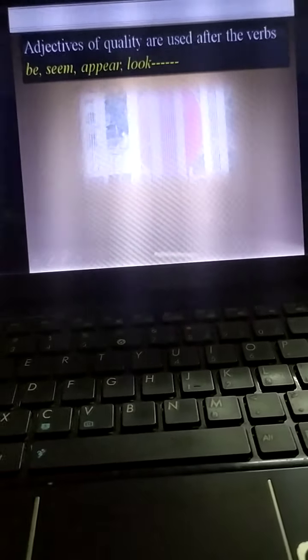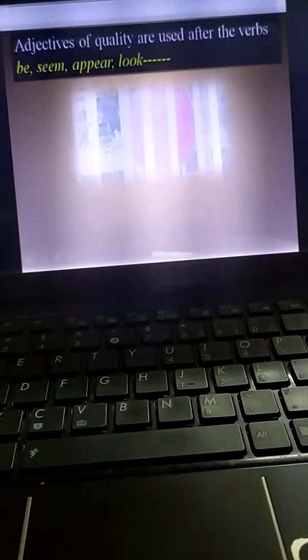The verbs are fixed and the adjectives are fixed. Adjectives of quality, and the verbs are be, seem, appear, look. Be, seem, appear, look. You have to remember or recollect the words clearly.